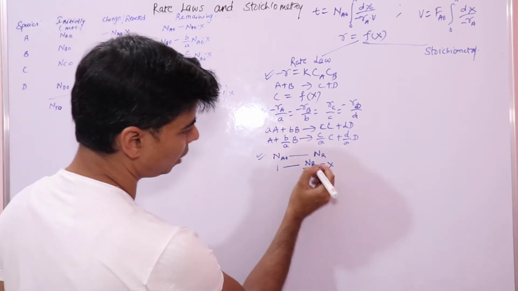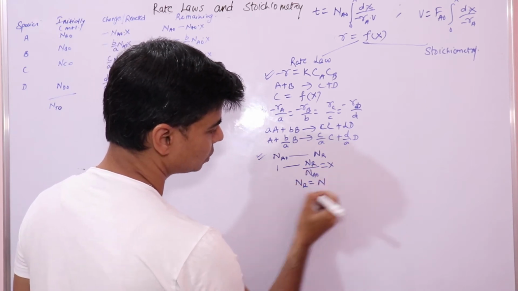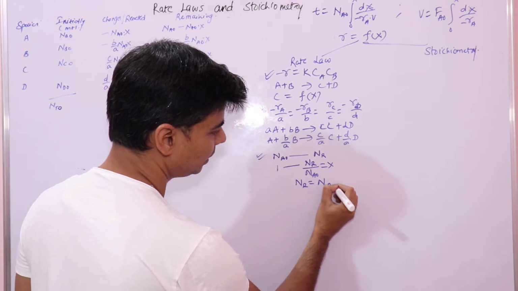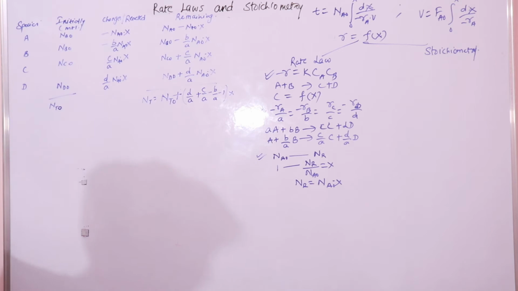So at any time t, how many moles of A have reacted? It would be Na0 dot X. We would be using these three concepts right here.